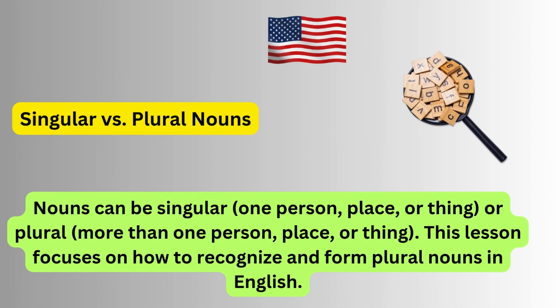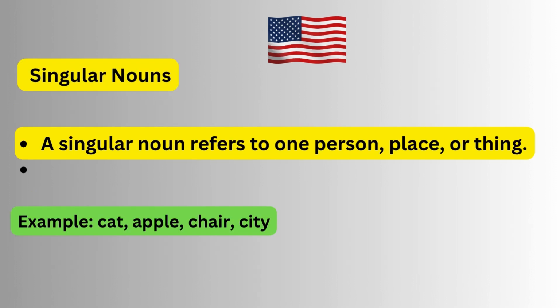Singular versus plural nouns. Nouns can be singular, one person, place or thing, or plural, more than one person, place or thing. This lesson focuses on how to recognize and form plural nouns in English. Singular nouns. A singular noun refers to one person, place, or thing. Example: cat, apple, chair, city.